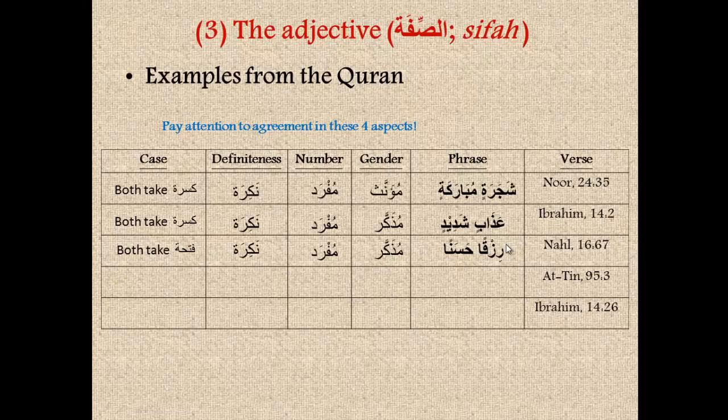Example number four, in Surah At-Teen, وَهَذَا الْبَلَدِ الْأَمِينِ. We have الْبَلَدِ الْأَمِينِ. Both are مُذَكَّر, both are مُفْرَد, both are مَعْرِفَة, because the alif lam in front makes both words definite, and both take the same case ending, namely a كَسْرَة. Lastly, we have كَلِمَةٍ خَبِيثَةٍ. Both are مُؤَنَّث, feminine, because of the تاء مربوطة. Both are singular, مُفْرَد. Both are nakira, indefinite, and both take the same case ending, a kasra.